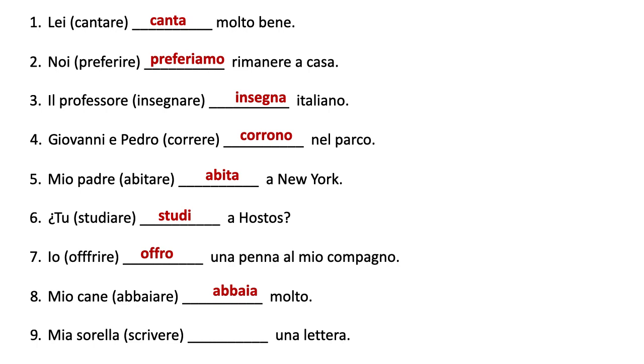Scrivere is an ere verb. What form do we need for mia sorella? So it's she, right? My sister, she. So it's lei, the lei form. The lei ending for ere verbs is e. So I get rid of the last 3 letters. I'm left with scriv. I add that e, and the result is scrive. Mia sorella scrive una lettera. My sister writes a letter.